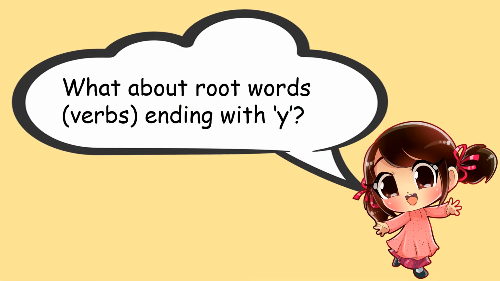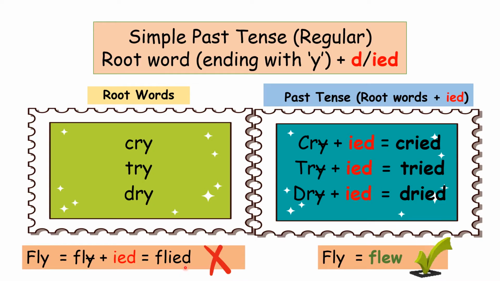But what about root words, which are verbs, that end with the letter Y? How do we change these words into past tense? All right, for root words or verbs ending with the letter Y, all you need to do is to take away the letter Y and add the letters IED to make them into past tense. For example, here, you can see the given words.